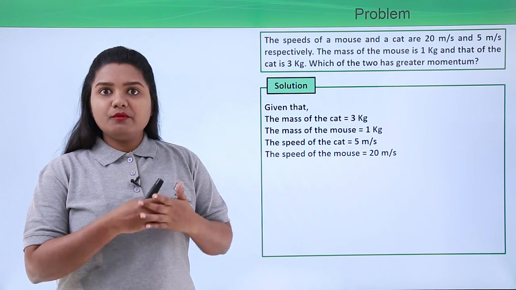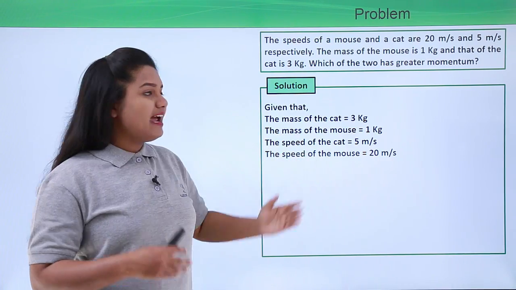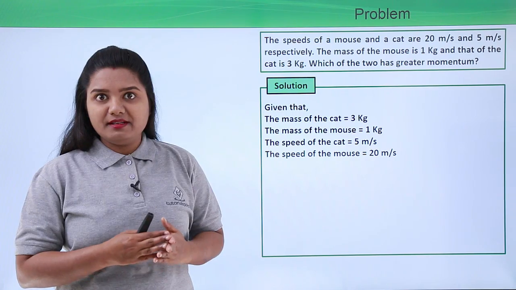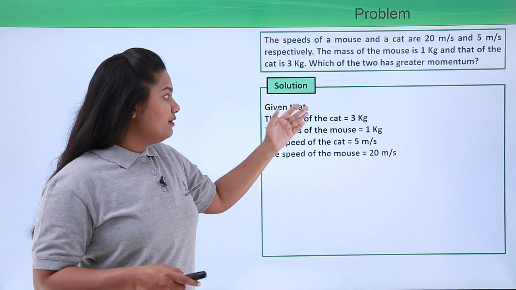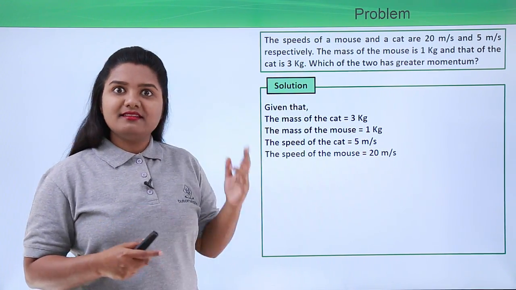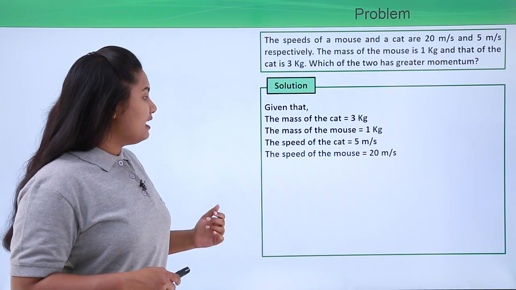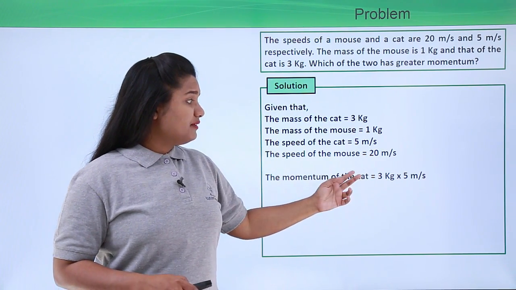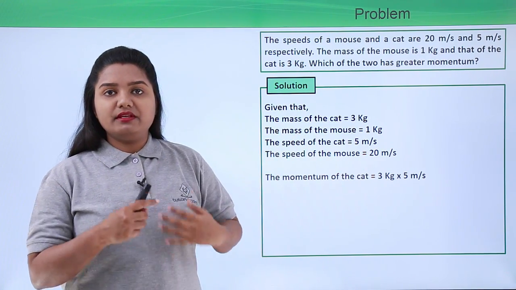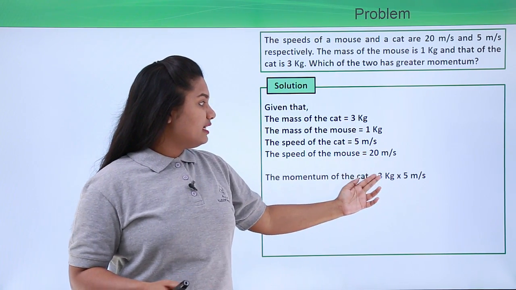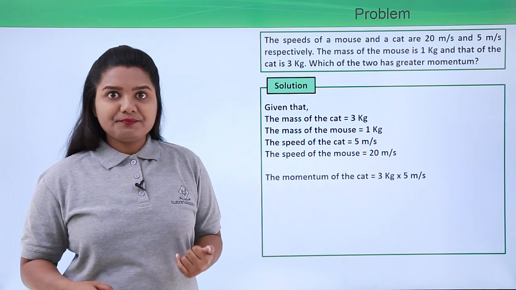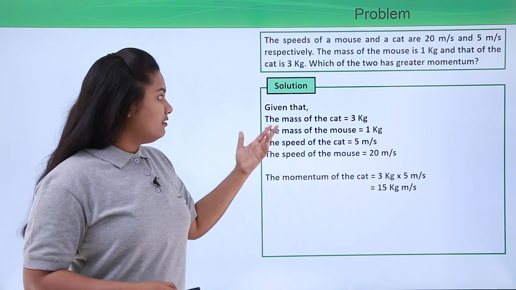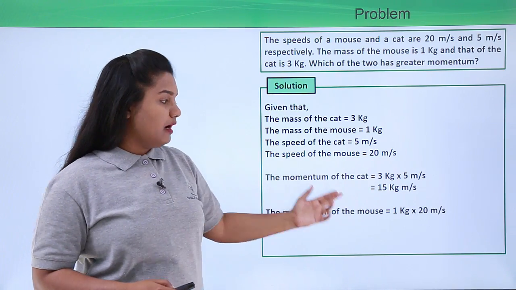Now we need to find the momenta that the cat and the mouse have, and we have to compare these two momenta and find out which of these two animals has the greater momentum. So let us find out the momentum of the cat first of all. The momentum of the cat is given by the mass of the cat multiplied by the velocity of the cat, which is 3 kg multiplied by 5 meters per second, and this turns out to be 15 kg meters per second.